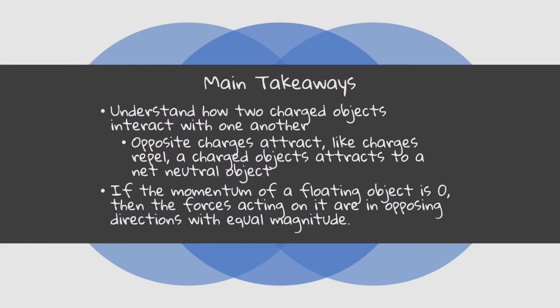The main takeaways from this experiment were to understand how two charged objects interact with one another, that opposite charges attract, like charges repel, and a charged object attracts to a net neutral object, and that if the momentum of a floating object is 0, then the forces acting on it are in opposing directions and equal magnitude. So this really encompassed and explained Newton's first two laws and Coulomb's law in a demonstrative capacity.